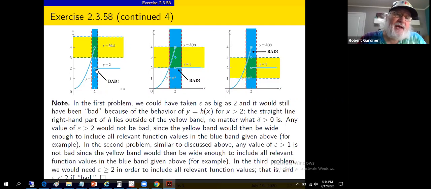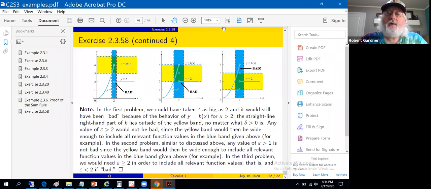Here we got a piece of it outside, no matter how narrow we make the thing. Here we got a piece of it outside, no matter how narrow we make the blue band. And over here on the top, we've got a piece outside the yellow band, outside the green box, no matter how small you make the little blue band. So there's how you negate the definition of limit.